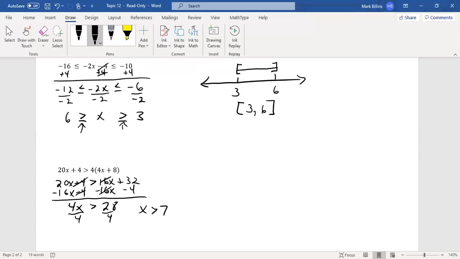So again, let's look at a number line. We have 7 on the number line. That's our endpoint. This says where the values are greater than, they're to the right. But remember, since it's not greater than or equal to, there will be parentheses around the 7. So in interval notation, this starts at 7, and the point furthest right is infinity. And both of these would be inside parentheses.